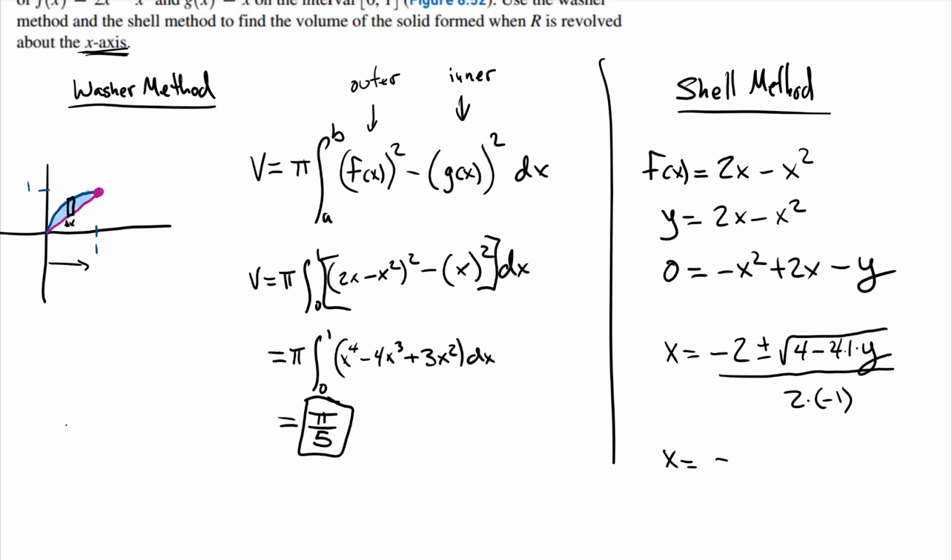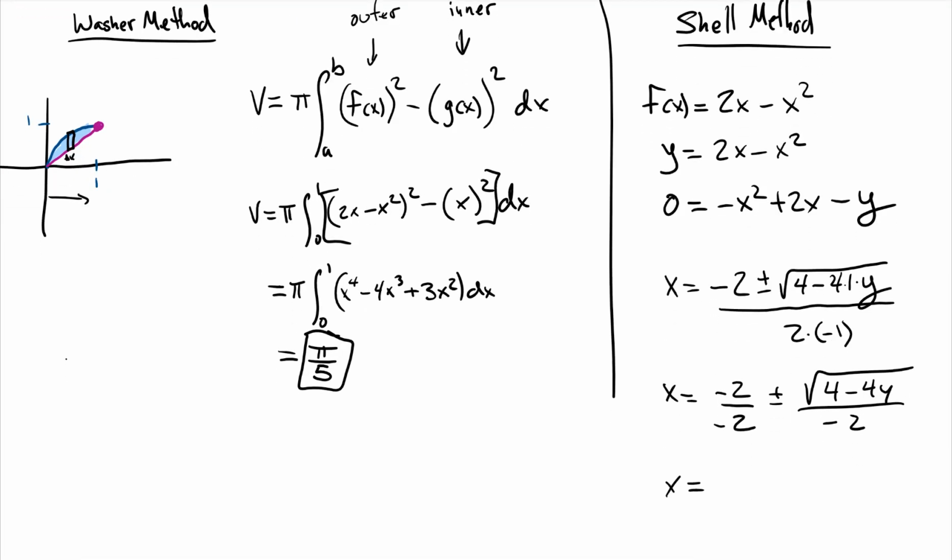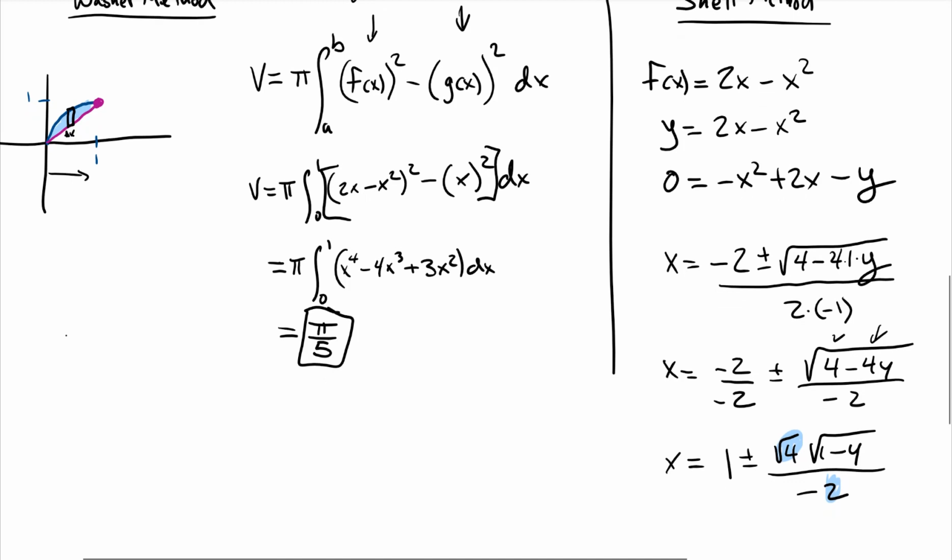Oh, this is great. You're loving this, aren't you? So we get negative 2 over negative 2. Sorry, I like to write it this way. And then we're going to have the 4 minus 4y all over negative 2. So x is equal to 1 plus or minus, and then let's factor out that 4, the square root of 4, times the square root of 1 minus y, all over negative 2. Well, clearly the square root of 4 and 2 are the same thing. So we end up with 1 plus or minus the square root of 1 minus y.